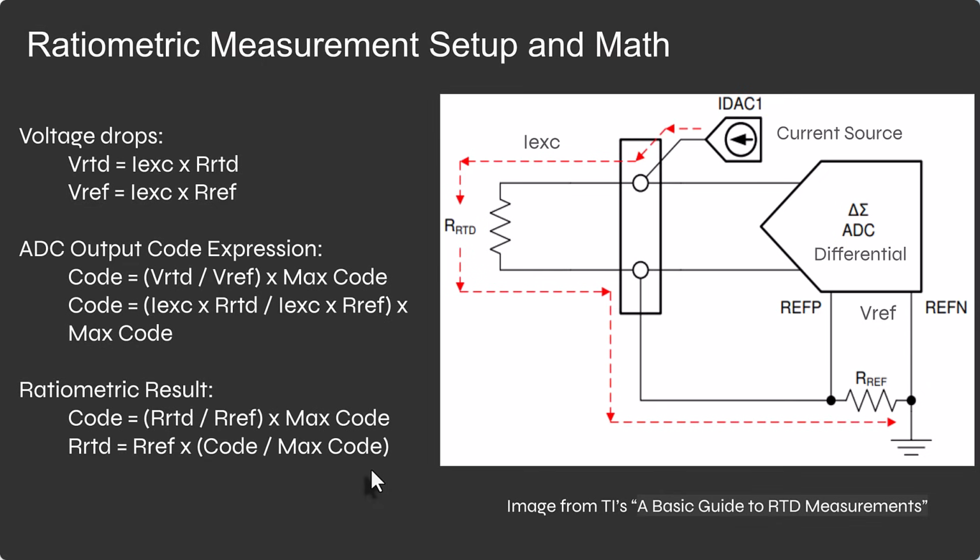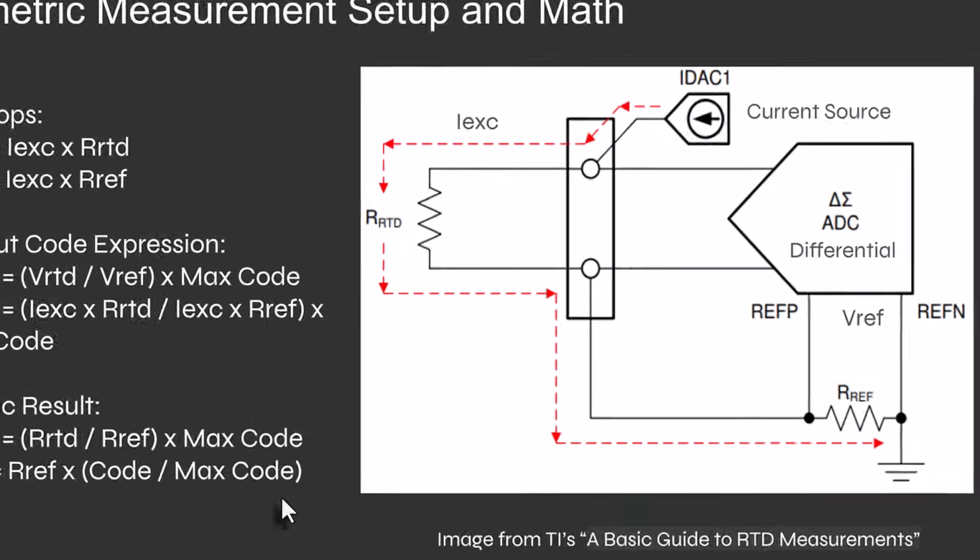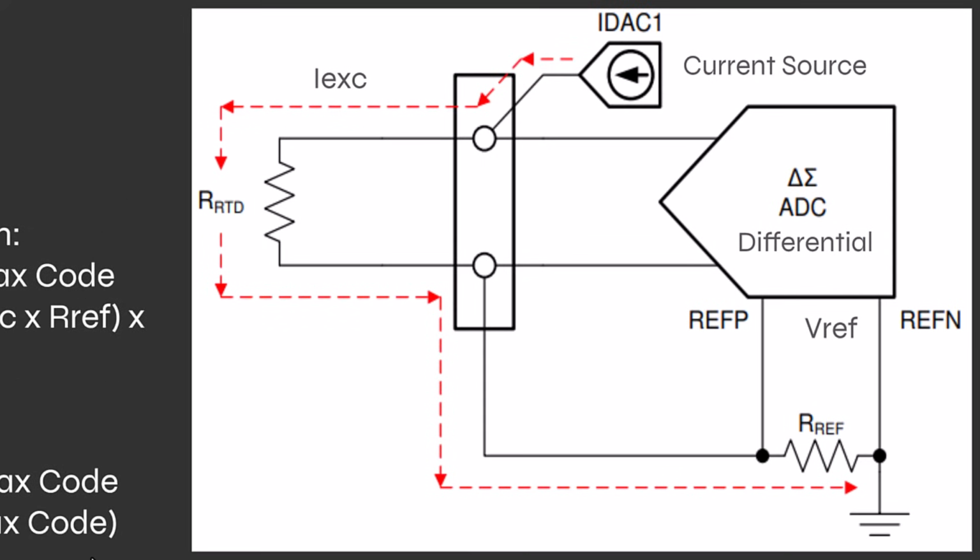So here is a ratiometric measurement setup, and we'll go through the math here. But let's focus on the circuit diagram. For simplicity, we just have a 2-wire RTD sensor, and we have our current source. That's what IDAC stands for, IDAC1. We have our high-resolution differential ADC, and then we have a reference resistance. This is a known precision resistor that we put into the circuit that's going to create a voltage drop from the current source that the ADC is going to use as its voltage reference. And notice the reference input is also differential.